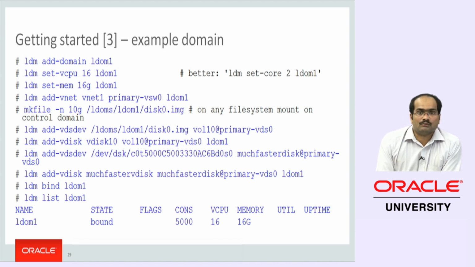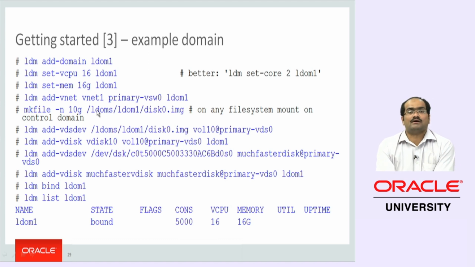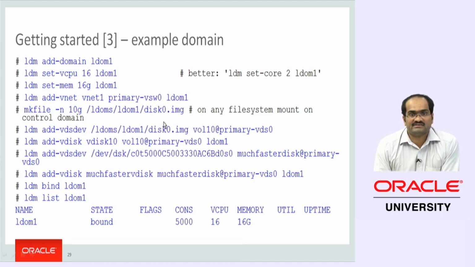to install its own boot image. Either you can give a backend file image or a block device file to the control domain. So I am creating a 10 gig file with the disk0.img naming convention on top of any file system.